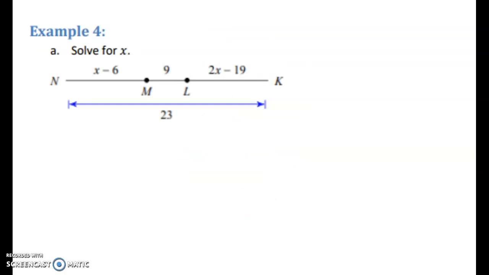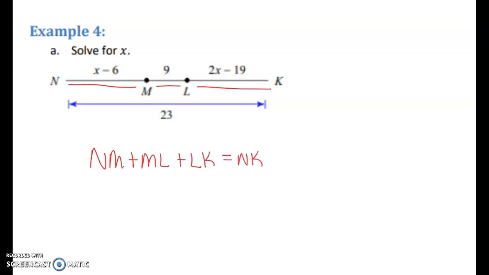All right, on example 4A, this is just a bigger problem. It's still segment addition postulate. The only difference is now we have three different segments in here. We have NM, ML, and LK. So we're going to go ahead and write NM plus ML plus LK equals the whole thing, which is NK. So now let's fill in what we know. NM is x minus 6, ML is 9, LK is 2x minus 19, and then NK is 23.